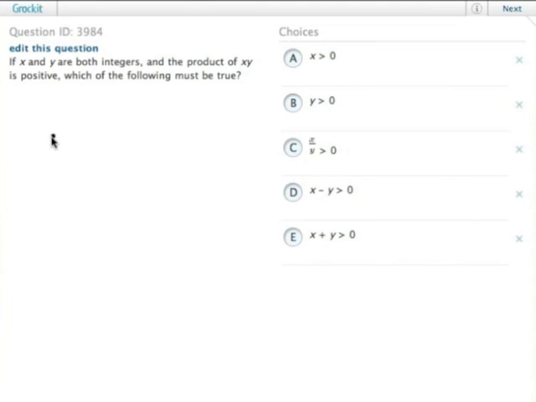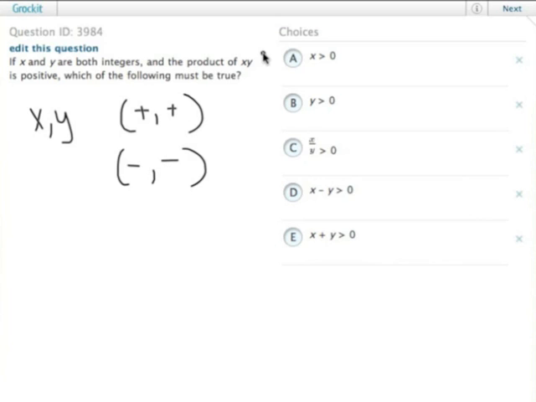X and y are both integers, and the product of x, y is positive. That means that if we have x and y as a pair of integers, they are either both positive, because x times y is a positive number, or they're both negative. These are not faces, these are two plus signs. Because remember, a positive times a positive equals a positive number, a negative times a negative equals a positive number.